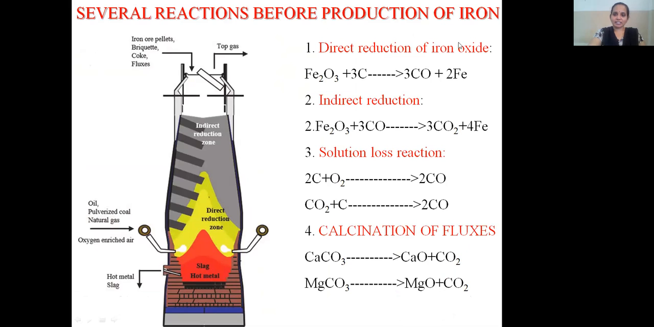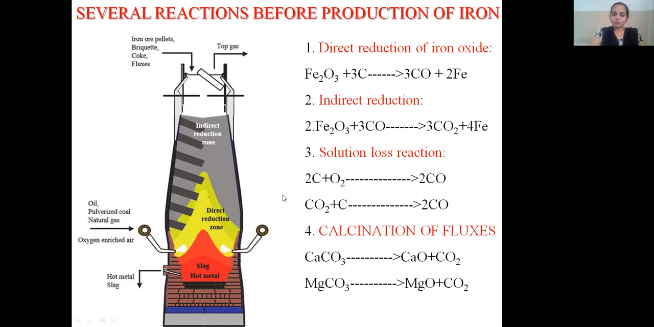Very first, let's know direct reduction of iron oxide. Fe2O3 reacts with carbon of coke to liberate CO and Fe. This reaction takes place on the Bosch zone side. Iron oxide reacts directly with carbon of coke here in the Bosch zone to produce carbon monoxide gas. This carbon monoxide gas ascends and reacts with the downcoming raw materials and forms Fe in molten state.